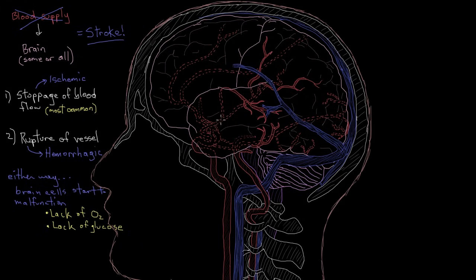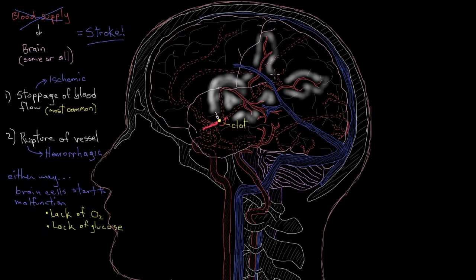Let's say we get a clot. This is a clot here. Let's say we get one in the middle cerebral artery. Well, if we get a clot here, then that means that blood isn't going to be able to get through the MCA. Here's blood in the MCA. All of a sudden, we're going to lose the abilities that the downstream parts of the brain perform, at least temporarily.